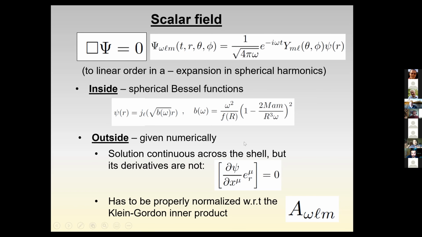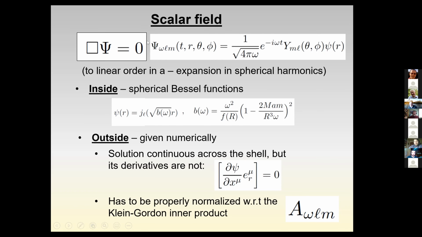So anyway, I know perfectly well the solution inside. So I know the initial solution for my numerical solution of the corresponding psi equation outside, and I know what the derivative on the shell is from this jump condition here. So I can find the solution outside numerically. In the end, I have to properly normalize this solution, and of course this is normalized with respect to the Klein-Gordon product, so there will be some prefactor A_omega,l,m standing in front of this solution here. All right, so those are the modes for the scalar field.